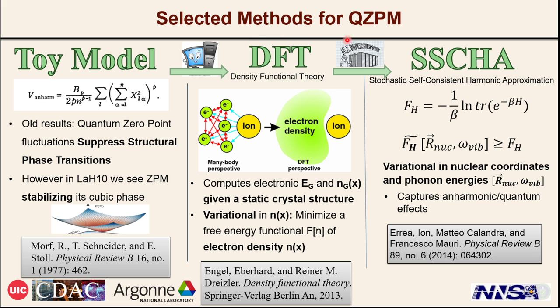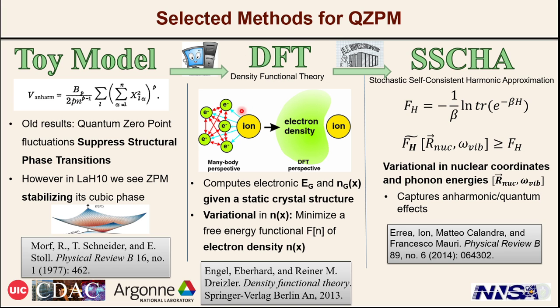There are a lot of methods that have been used over the years to study this, but before there were computers, there was pen and paper and toy models, and the results seem to suggest that phase transitions are suppressed by quantum zero-point fluctuations. However, in lanthanum hydride, as I just showed you, we actually see the opposite, meaning that the advent of computers has taught us a lot of new things about zero-point motion.